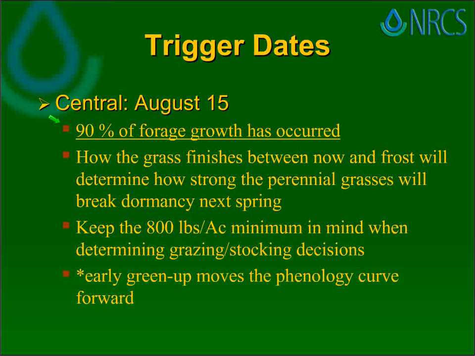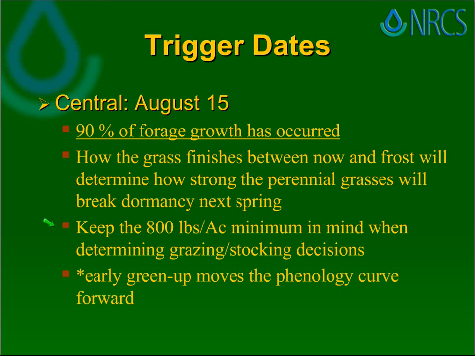Then we get into this August 15th. This is a really good time to start figuring out how much grass is in front of those cows for the winter. We've got 90% of that forage grown by then. We're still looking at trying to keep some sort of minimum residue out there on the ground for next spring and the soil surface protection as much as possible.